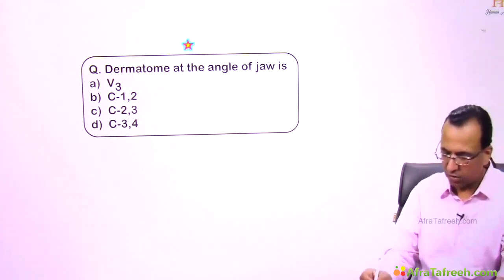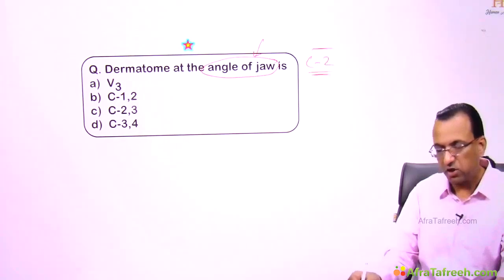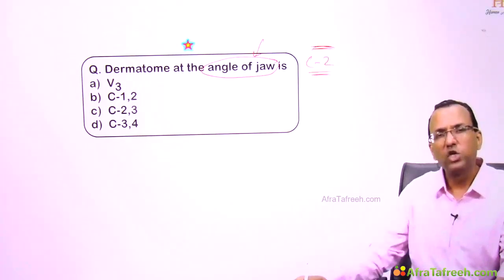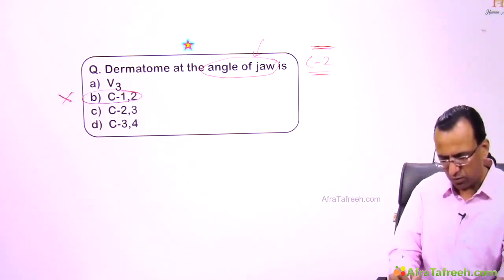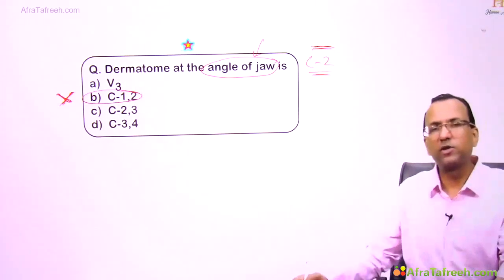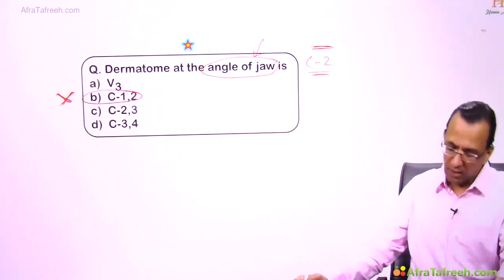Dermatome at the angle of jaw. Yes, C2. But C2 is not in the option. What will you do now? Will you take your answer as C1-2? No. Why? Because there is no C1 dermatome in the body. This cannot be the answer. Then what is the answer?